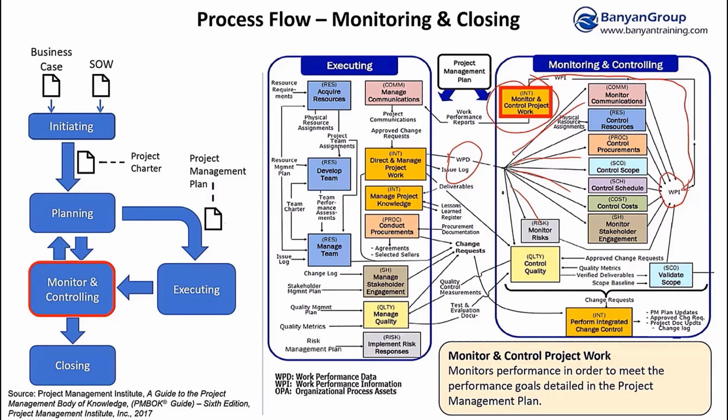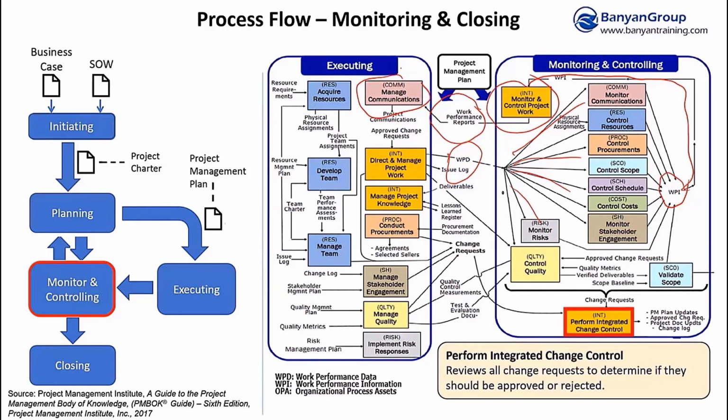You can see the output there. Work performance reports feed over to our manage communications process, which is a process that basically is the communication arm. It's the muscle. It's the part that sends those work performance reports out to the stakeholder community. And it sends them out according to the communication management plan, however it says to do that. And so that's an important relationship you see with those documents.